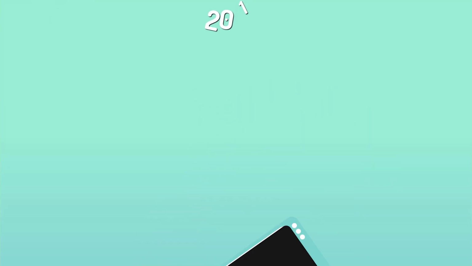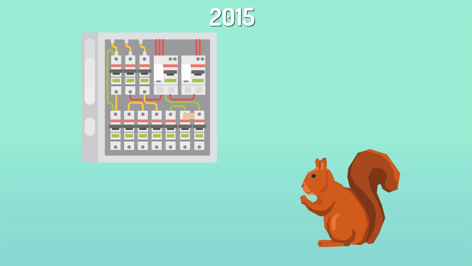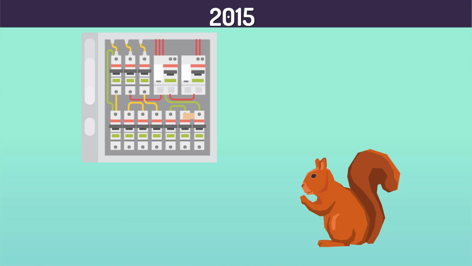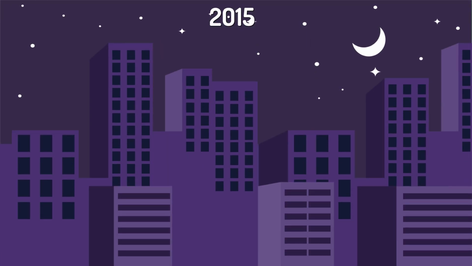In 2015, a squirrel made its way into a California substation and bit through a live cable. Over 45,000 people in the Bay Area lost power for almost 3 hours. In the same year, another squirrel ate through a lead wire on a power line in Richmond, Virginia. The result? Almost half the city was blacked out, closing down schools and businesses.